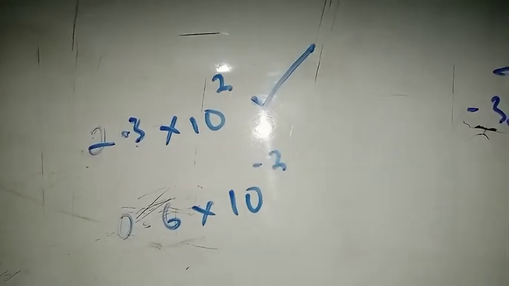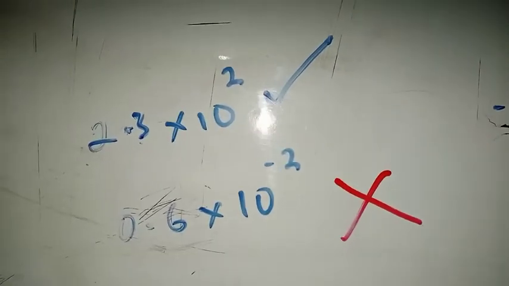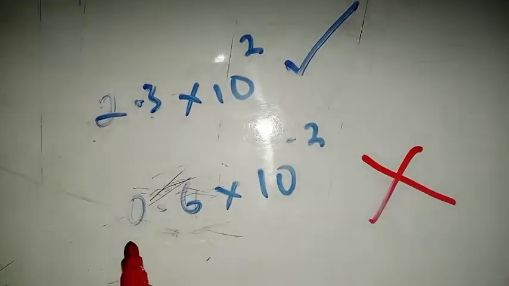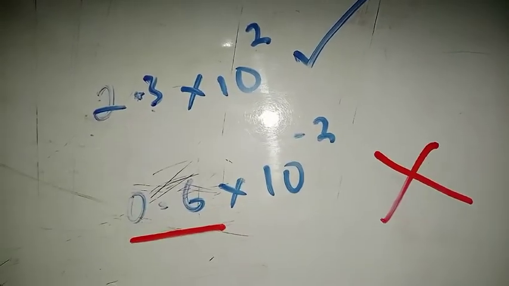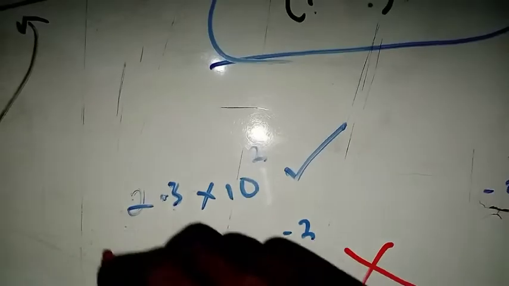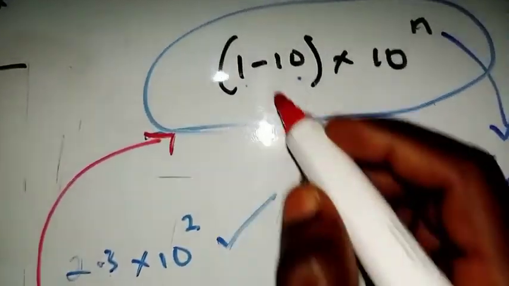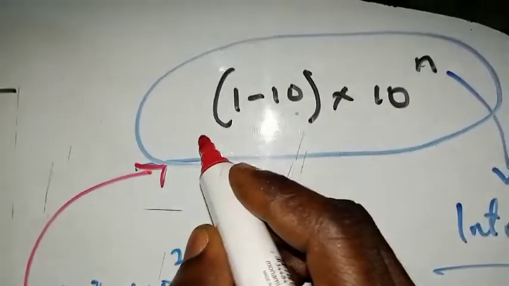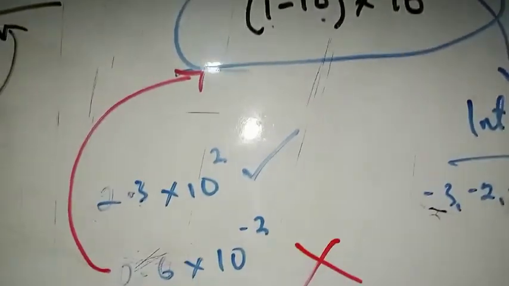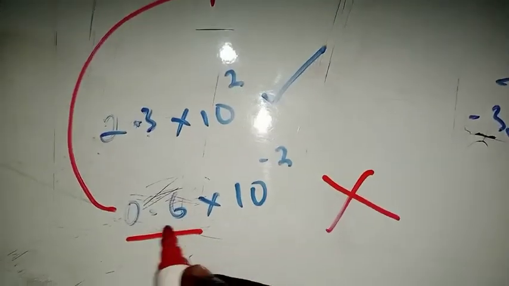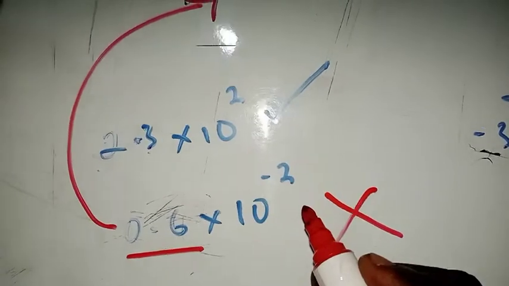This is not in standard form. Why? Because the number here is not between 1 and 10. This is the definition, right? The number before the multiplication has to be between 1 and 10, and of course, this is not between 1 and 10. So this doesn't qualify to be a standard form.